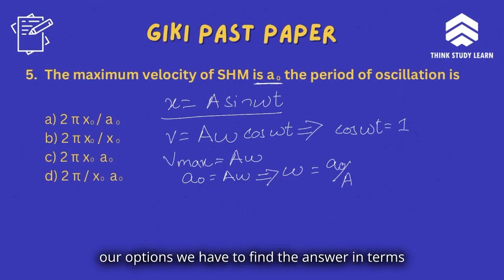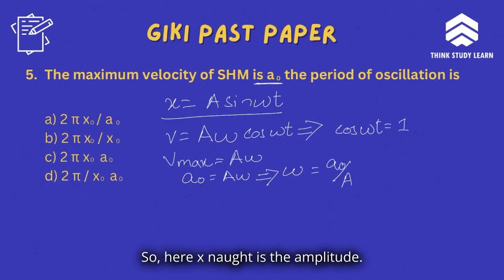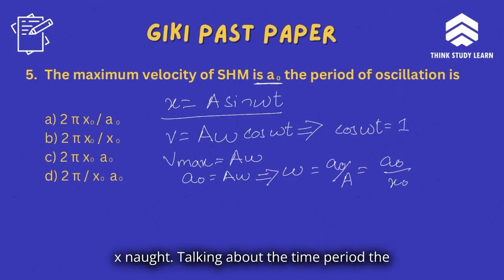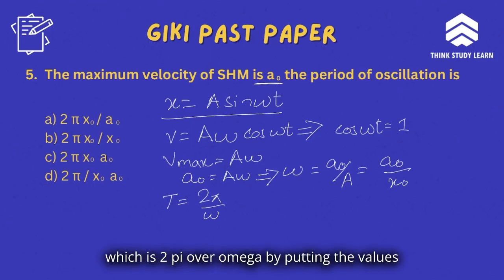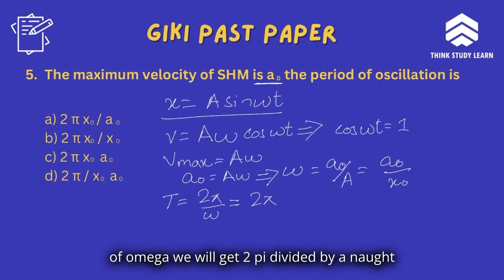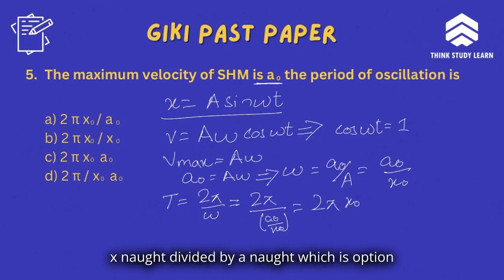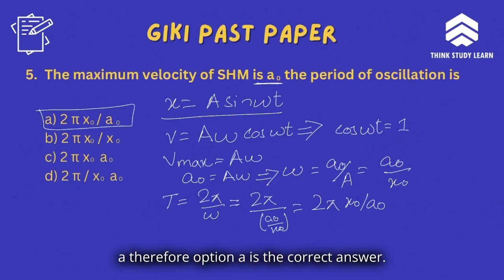According to our options, we have to find the answer in terms of a naught and x naught. So here x naught is the amplitude. So we can write it as a naught divided by x naught. Talking about the time period, it can be calculated by this formula, which is 2 pi over omega. By putting the value of omega, we will get 2 pi divided by a naught over x naught. By simplifying it, we get 2 pi x naught divided by a naught, which is option A. Therefore, option A is the correct answer.